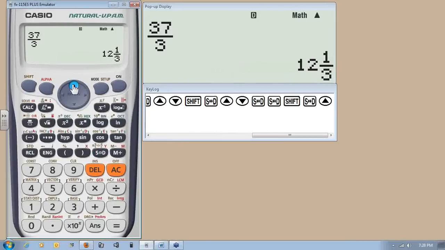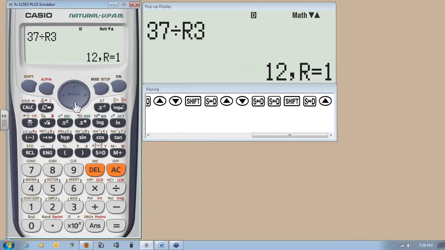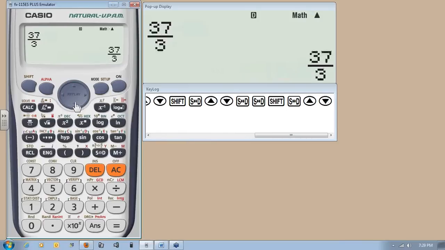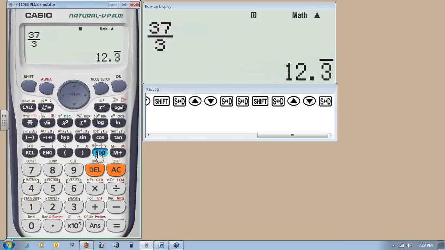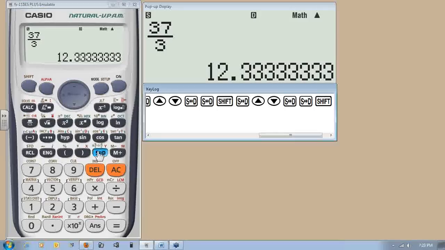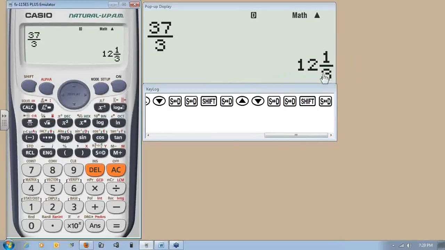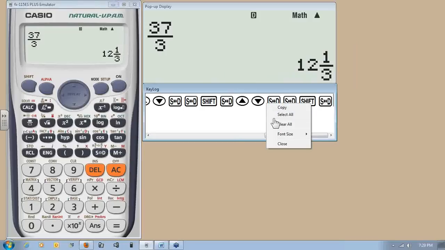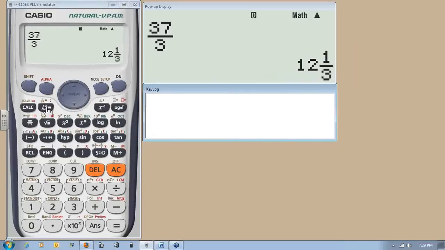Again, it's all within 2 screens of each other. Remainder, fraction, decimal repeating, decimal non-repeating, shift source, mixed number. So let's clear this out. This is all still in the home screen.